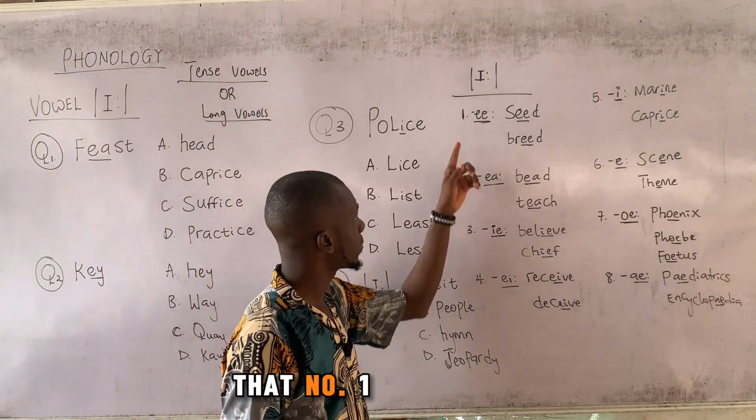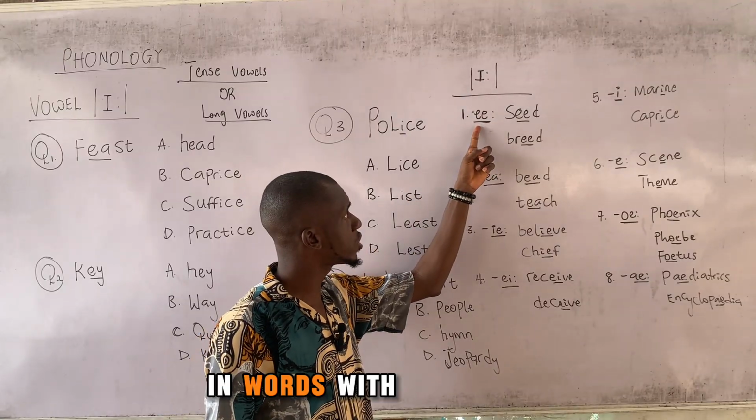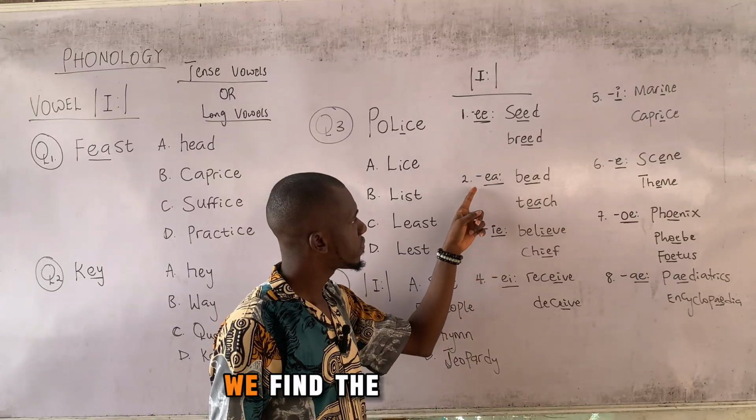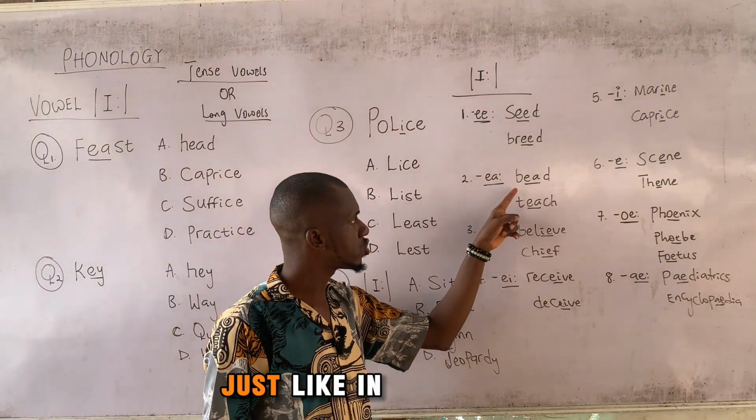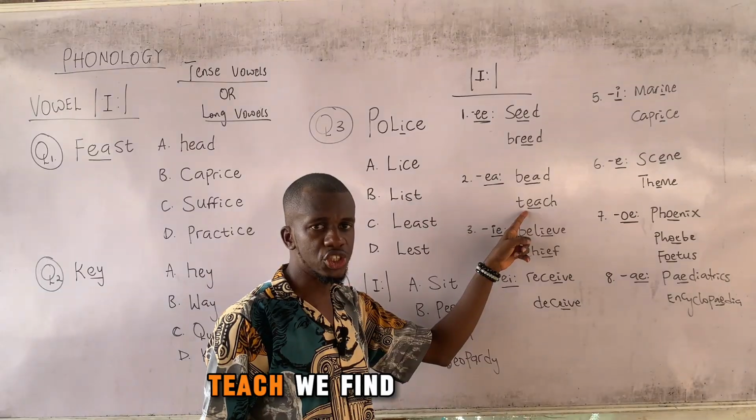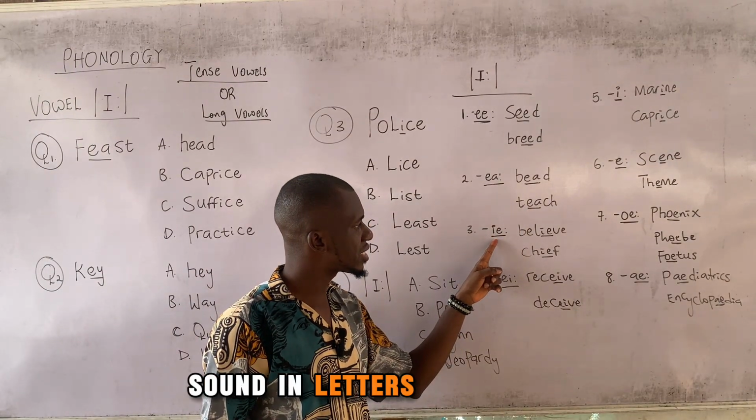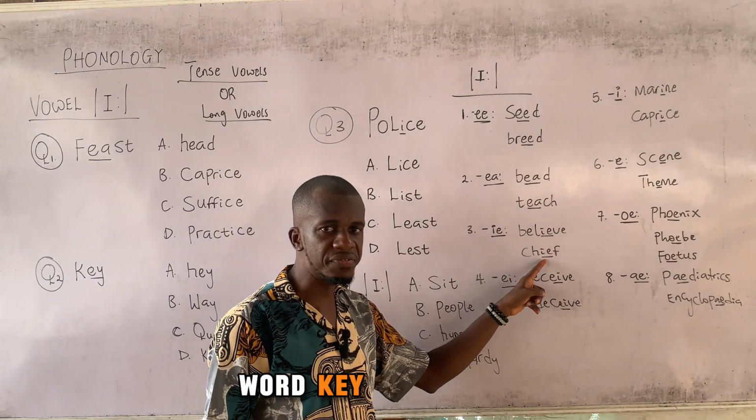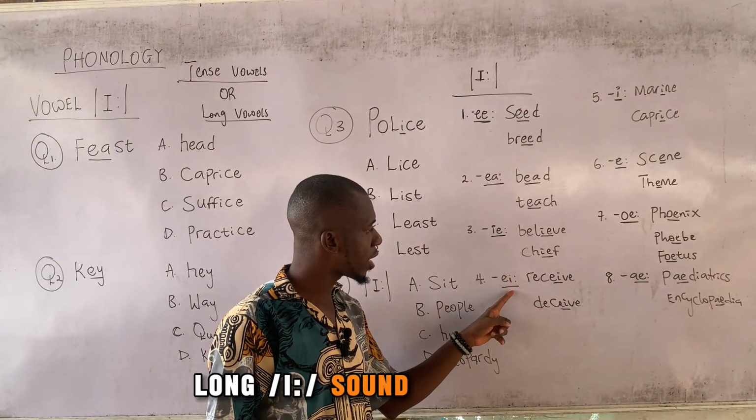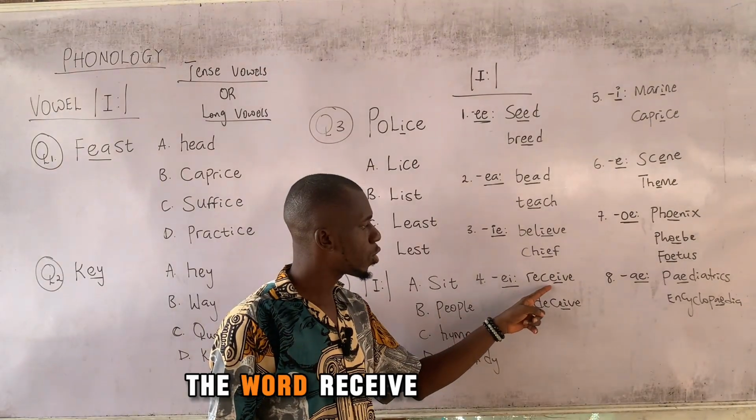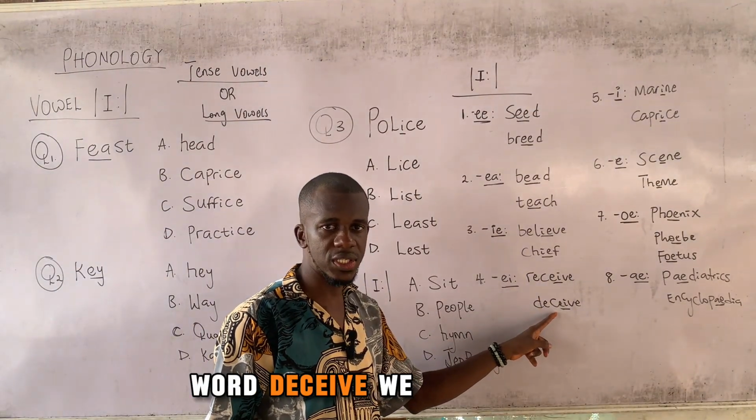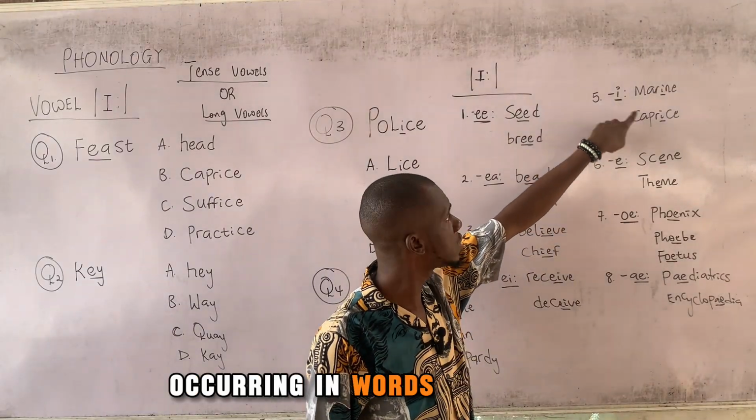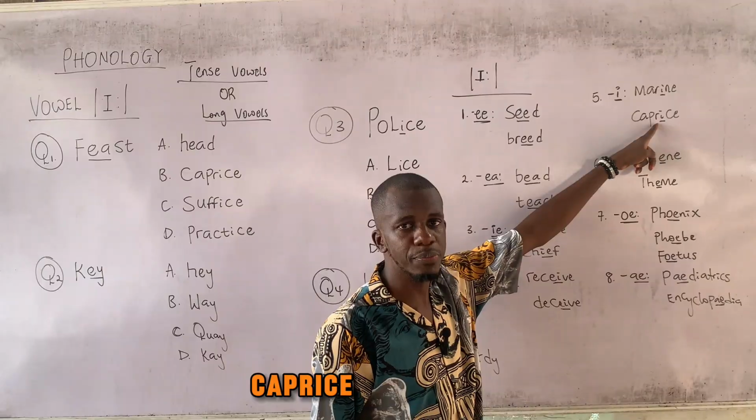So look at that. Number one, we find the long E sound in words with EE, just like in the word seed, breed. We find the long E sound in words with EA, just like in the word bead, in the word teach. We find the long E sound in the letters IE, as seen in the word believe and in the word keep. We find the long E sound in the letters EI, as in the word receive and in the word deceive. We find the long E sound in the letter I occurring in words like marine and caprice.